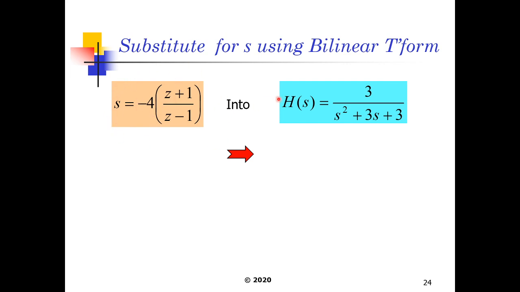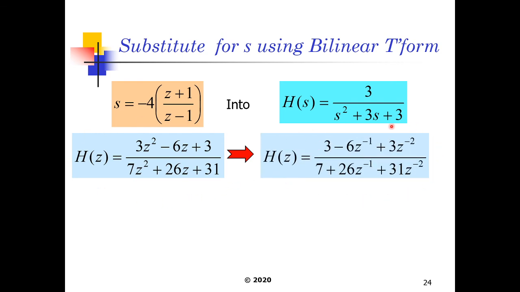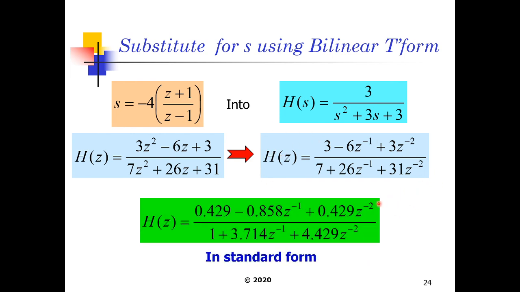We substitute this s form into the h of s equation, and we get our h of z equation. Because this is in the causal form, we need to make sure it is in the anti-causal form, basically where we have no positive delays. Once we have it in this form, we can standardize it by making sure that the term on the denominator is 1, and we divide all the terms by 7. The standard form tends to be our final answer for any impulse invariant design or bilinear transform design, for any IIR filter.